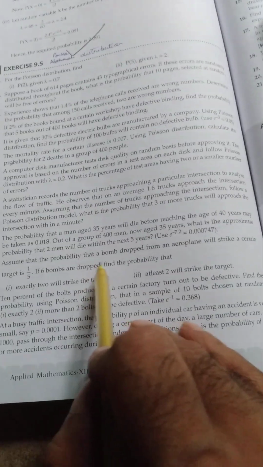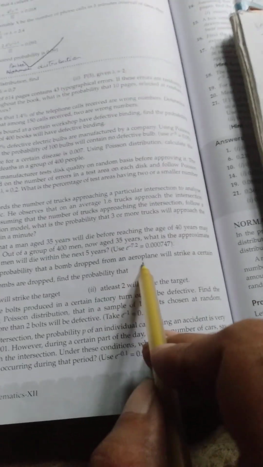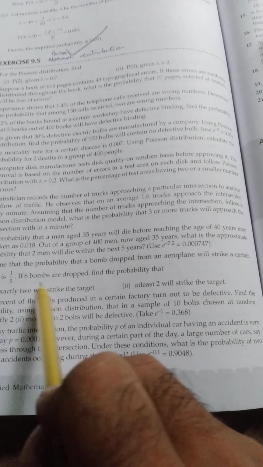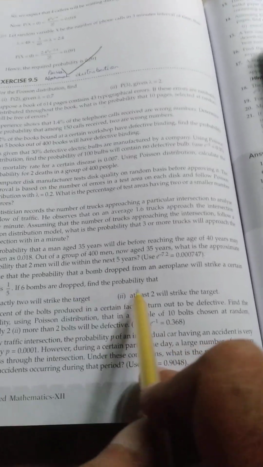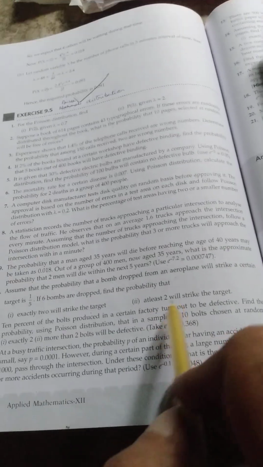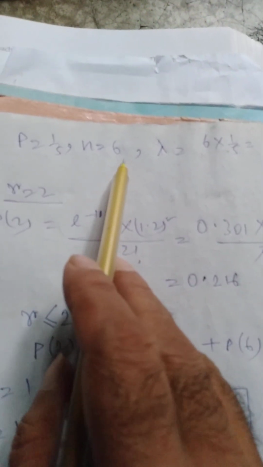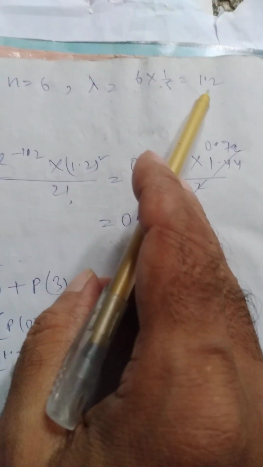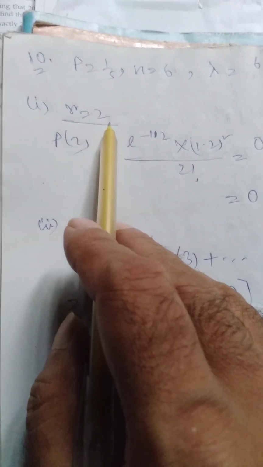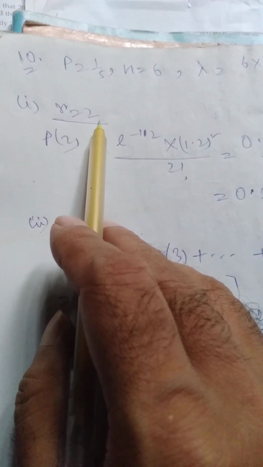Assume that the probability that a bomb dropped from an aeroplane will strike a certain target is 1 by 5. If 6 bombs are dropped, find the probability that exactly 2 will strike the target, and part 2, at least 2 will strike the target. So p equals 1 by 5, n equals 6, and lambda is equal to 6 into 1 by 5, makes it 1.2. Therefore, for part 1, r equals 2, exactly 2 will strike the target.